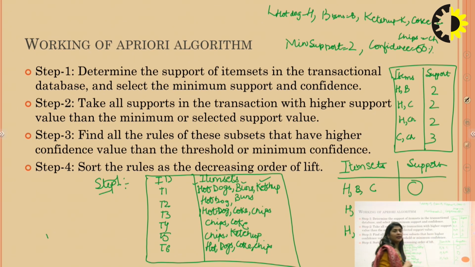Again discarding the values having the support count less than 2. So these are the values that will be discarded.